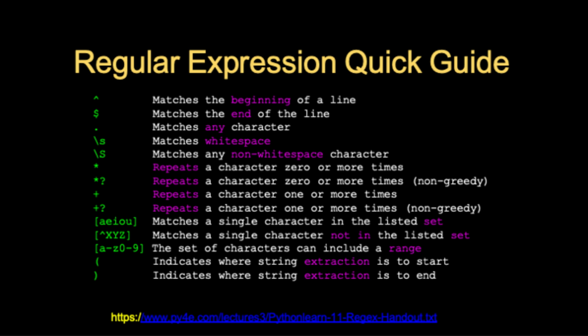Square brackets define a character set. For example, [aeiou] matches any single vowel. If the first character inside the brackets is a caret, like [^XYZ], it matches any single character not in the set. You can specify ranges, such as [0-9]. Finally, parentheses are used to mark groups for extraction. They indicate which part of the matched pattern you want to pull out and save separately.